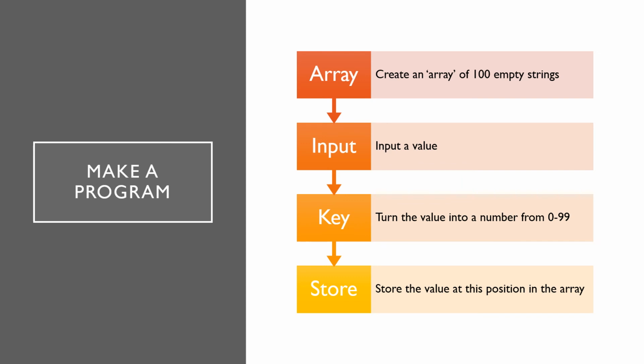So we're going to make a program in a few minutes in the next lesson. So here's an overview of what to do. Create an array, let's say with 100 empty strings in it. Input a value, turn the value into a number from 0 to 99 and store the value in the correct position in the array. So that's the idea, but in the next lesson I'll take you through this task in more detail.